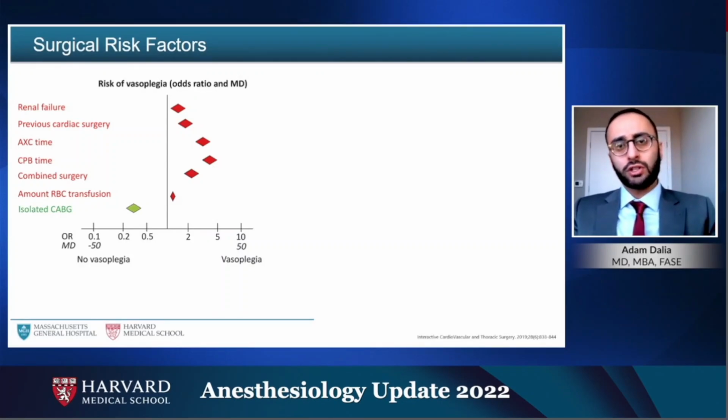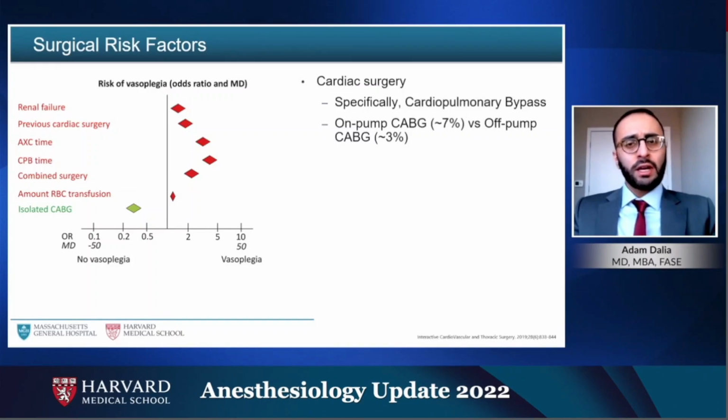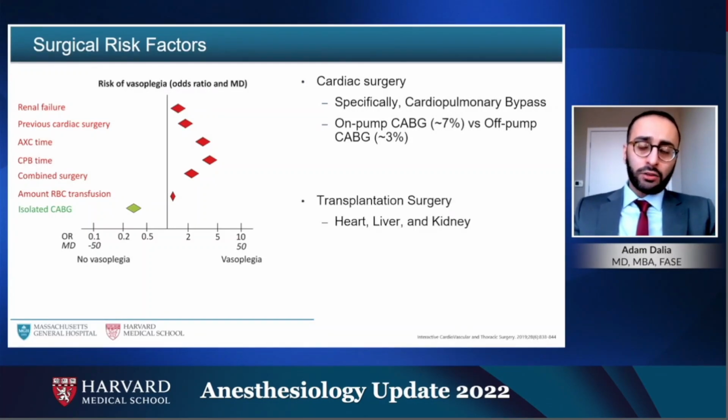And so we usually extrapolate a little bit of that evidence toward the general surgery and non-cardiac surgery population. But those are some of the surgical risk factors that put patients at risk for vasoplegia. So again, in cardiac surgery, the theory is that it may specifically be related to the cardiopulmonary bypass machine, as on-pump CABGs saw about 7% incidence, while off-pump was 3%, so almost cut in half. Other types of surgery: transplant surgeries, heart, liver, kidney surgery, and then trauma and burn surgery.